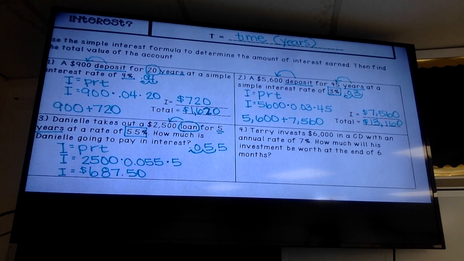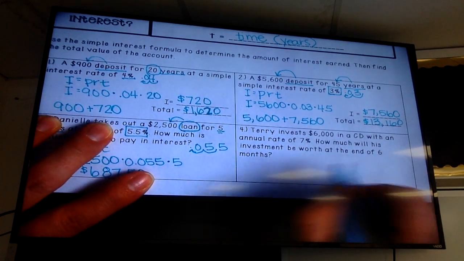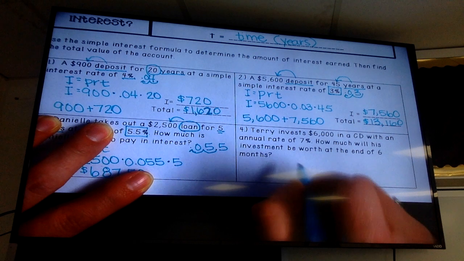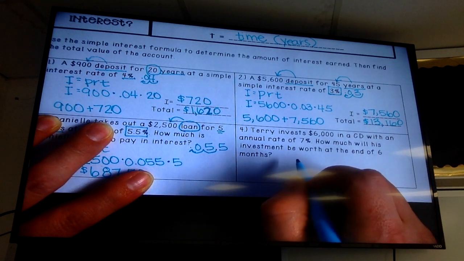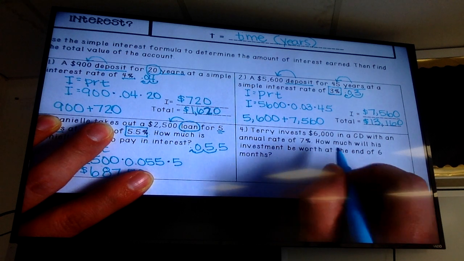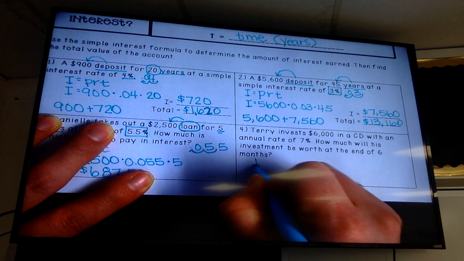So here we go. Terry invests $6,000 in a CD with an annual rate of 7%. How much will his investment be worth at the end of 6 months? So you never find a monthly CD. They're usually like 5, 10, 15 years. They're big chunks of time.